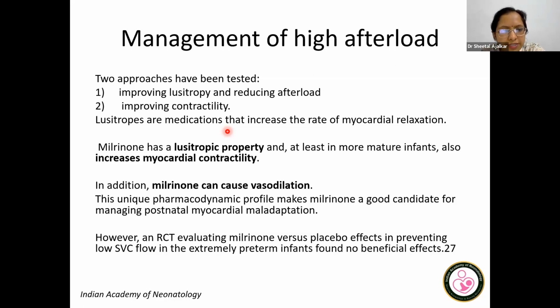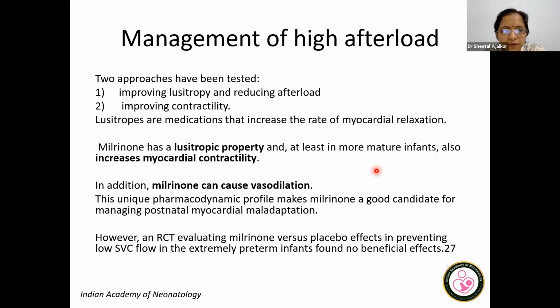Milrinone has the lusitropic effect, and it also has a myocardial contractility effect in the more mature infants. Milrinone also can cause vasodilation. So it is a good candidate for managing postnatal myocardial maladaptation. However, an RCT evaluating milrinone versus placebo in preventing low SVC flow in extremely preterm babies showed no beneficial effect. So here, milrinone and dobutamine.